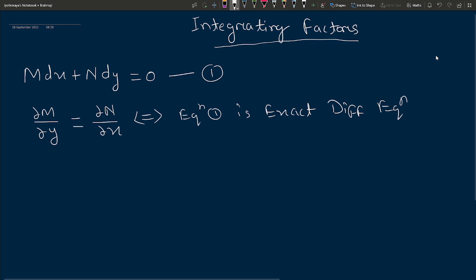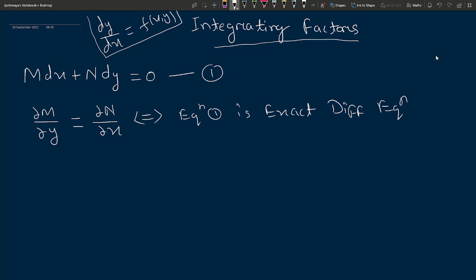So in today's class we shall discuss integrating factor and what is the role of integrating factor in solving differential equations. Now first, there are exact and non-exact differential equations. Suppose this is equation 1, M dx plus N dy equal to 0, and this type of differential equation comes under the category dy by dx equal to f(x, y). These are your first order first degree differential equations, linear differential equations of order 1.